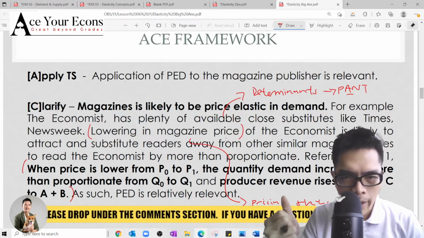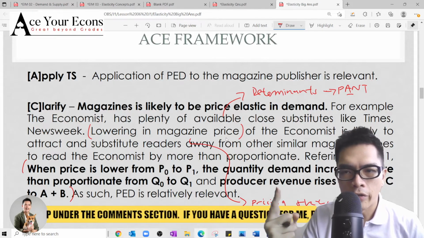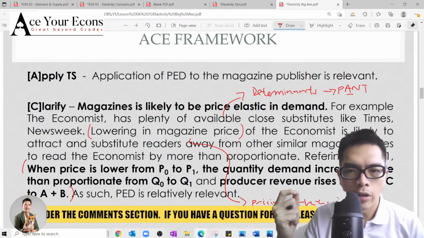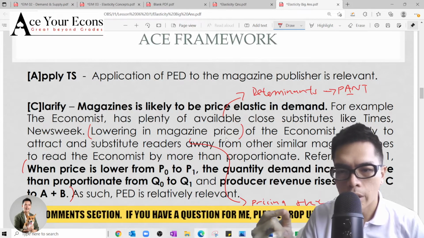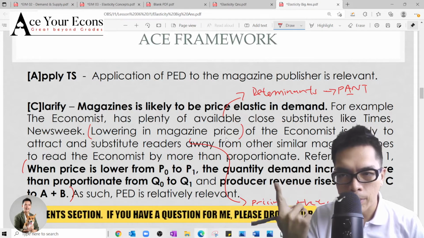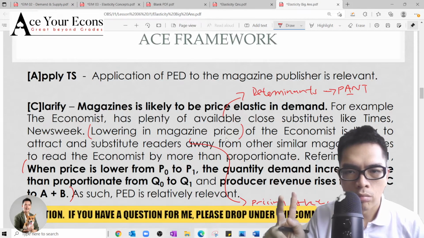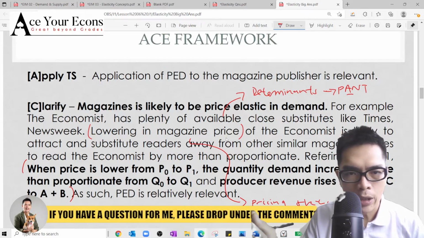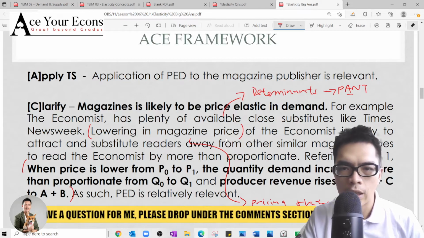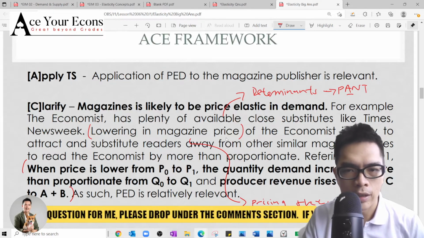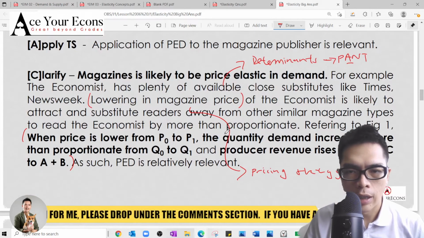If you justify magazines as price inelastic in demand, you've got to justify with a proper PANT factor, and you've got to suggest a raise in price in order to maximize revenue. Okay, so two concepts tested here: determinants of PED and pricing strategy. Clear? So don't factor spam. Don't tell me if the magazine is price elastic, this is what I will do. If the magazine is price inelastic, this is what I'm going to do. Then you're going to suffer in the dilution in your illustration.